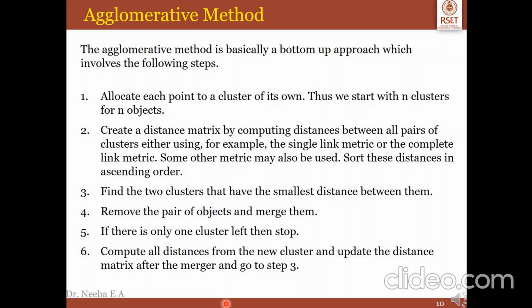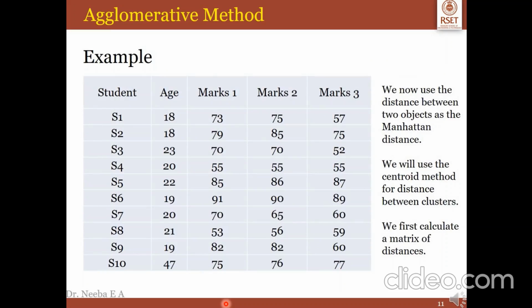The agglomerative method leads to hierarchical clusters in which at each step we build larger and larger clusters that include increasingly dissimilar objects. The same thing that I have explained now has been written below as the algorithm for the agglomerative method. It is mentioned as 6 steps. We will see an example now.